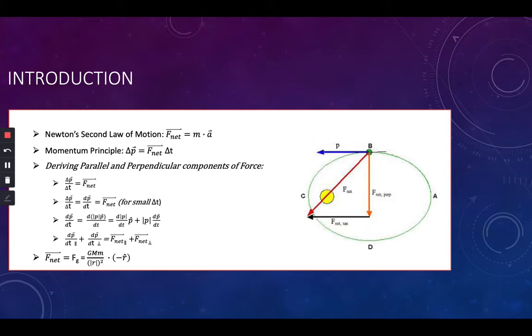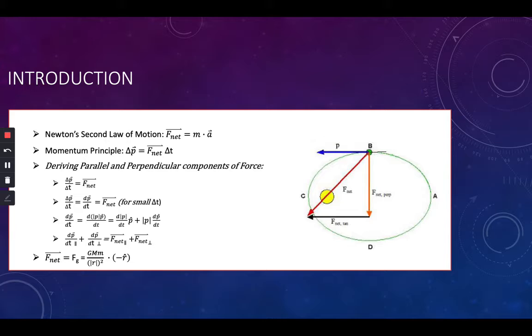With the help of the product rule, we take the derivative of dp/dt. The first part that we get from the product rule gives us dp/dt's parallel component, and the second corresponds to dp/dt's perpendicular component. dp/dt's parallel component and perpendicular component are equal to the force's parallel and perpendicular components respectively.